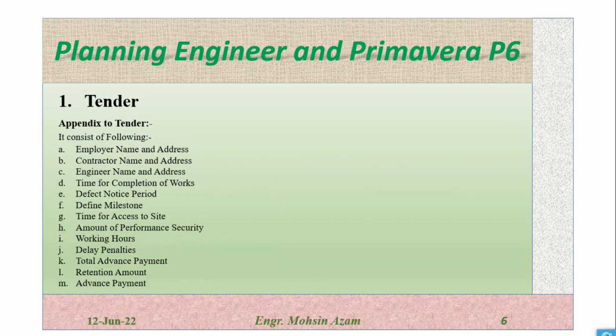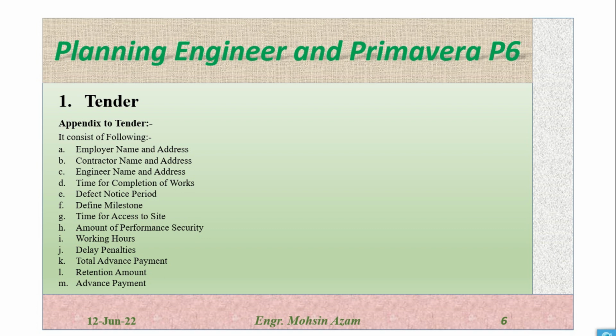The next is appendix to tender. Appendix to tender consists of the following. It consists of employer name and address, contractor name and address, engineer name and address, time of completion of work. So in the appendix to tender, it will be clearly written how much time it will require to complete the work. Defect notice period, this is the liability period, which is how long the notice period or liability period will be after the completion of work, which is usually 1 year.